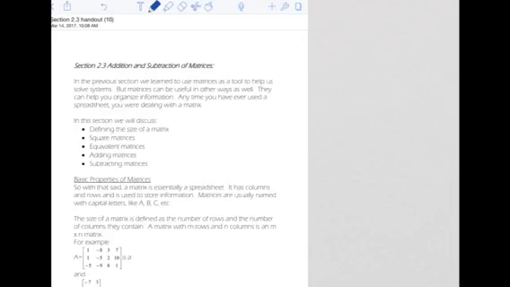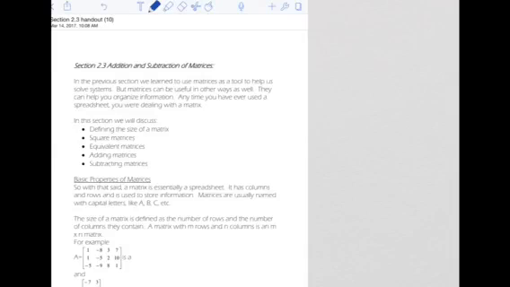In the previous section, we learned to use matrices as a tool to help us solve systems. But matrices can be useful in other ways as well. They can help you organize information. Anytime you've ever used a spreadsheet, you were really working with a matrix. So, in this section, we'll discuss how you define the size of a matrix, what it means for matrices to be square, what it means for matrices to be equivalent, and how to add and subtract matrices.